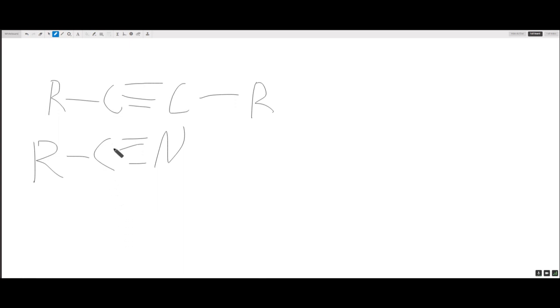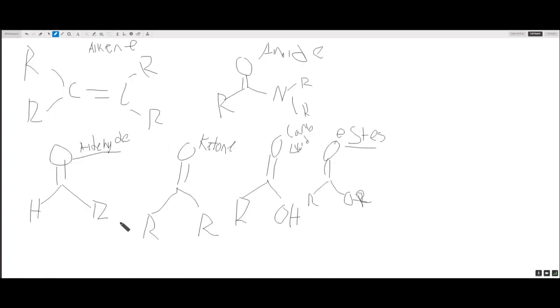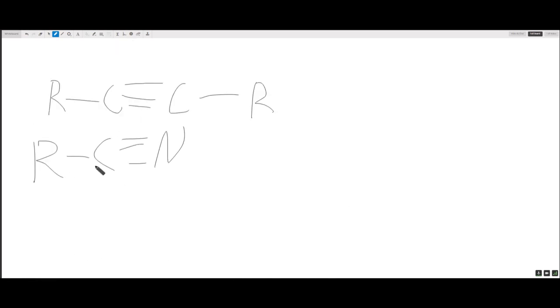Right. And then memorize. It's easier to memorize those together. So when you study alkene, amide, aldehyde, ketone, carboxylic acid, ester, these aren't super great to study, but you're gonna have to memorize them if you want to be a chemist.